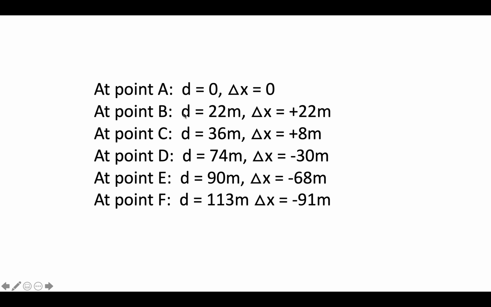So from point A to point B, you traveled 22 meters in distance, and your displacement is positive 22 meters. From point A to point C, your distance is 36 meters, but since you've turned around, your x final minus your x initial is only 8 meters. You're only 8 meters positive from where you started. You can always go back on the graph and check to make sure that that makes sense. At point D, you continue to add on distance. Now you've gone 74 meters, but you're now 30 meters to the negative of where you started, so your displacement is negative 30 meters, etc. You can check the last two and see that those also work.